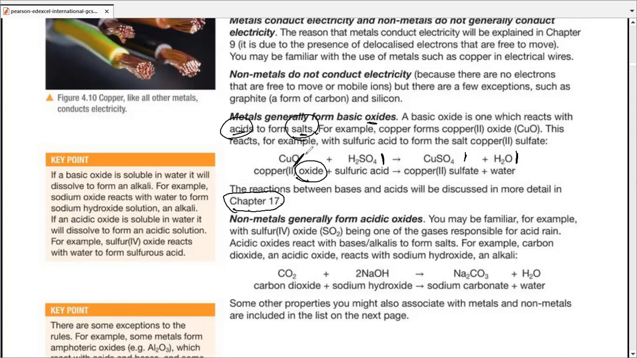All right. So they're going to discuss it furthermore, that if the basic oxide is soluble in water, we may also use the word alkali.